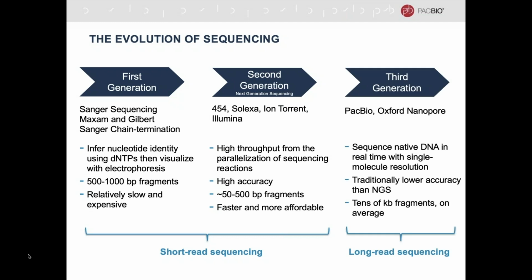And then after that came third generation sequencing, or what you may consider long read sequencing. Since this is long read sequencing, we're working with much longer read lengths, on average tens of kilobases of fragments. We're also sequencing native DNA with third generation sequencing, and we're looking at that in real time at a single molecule resolution. And one thing you may have heard is that traditionally long read sequencing has a lower accuracy than NGS. One of the things I'm going to cover today is how PacBio has been able to overcome this lower accuracy to provide you both highly accurate and long read sequencing data.